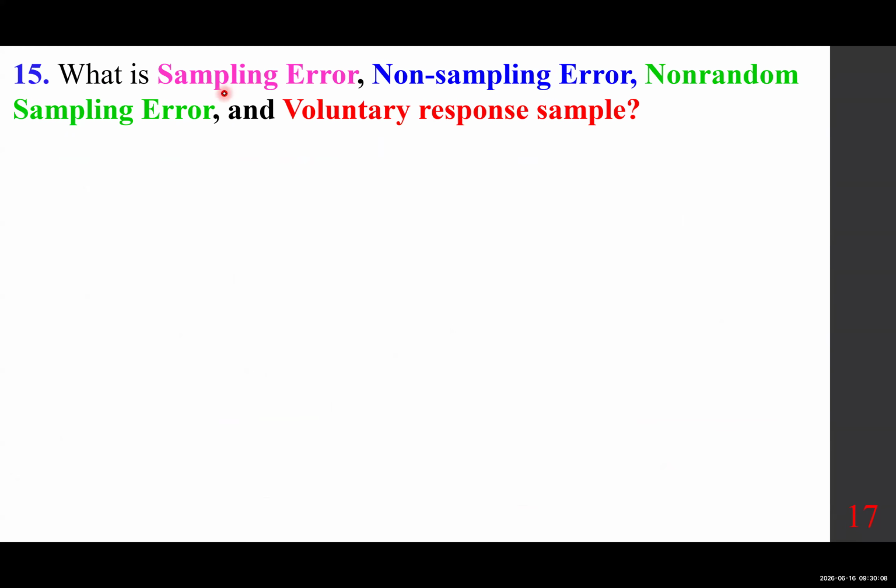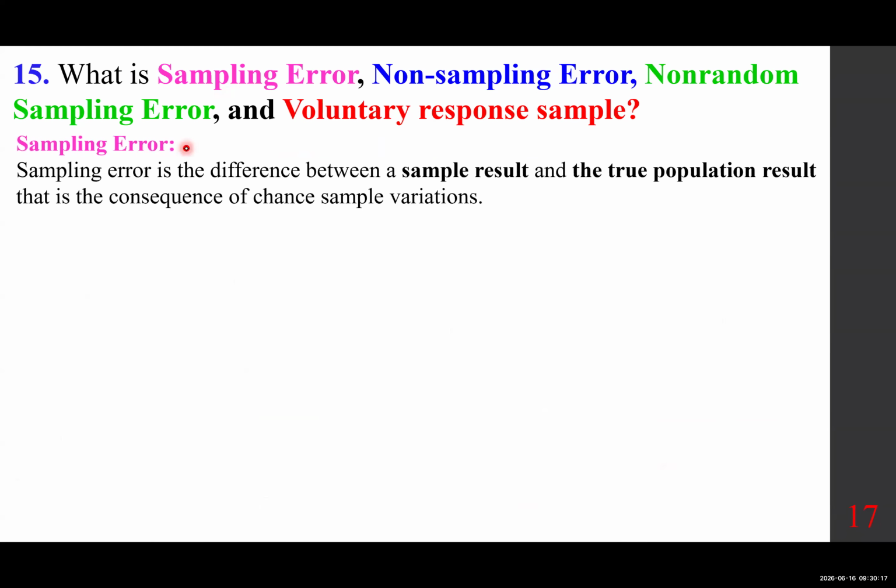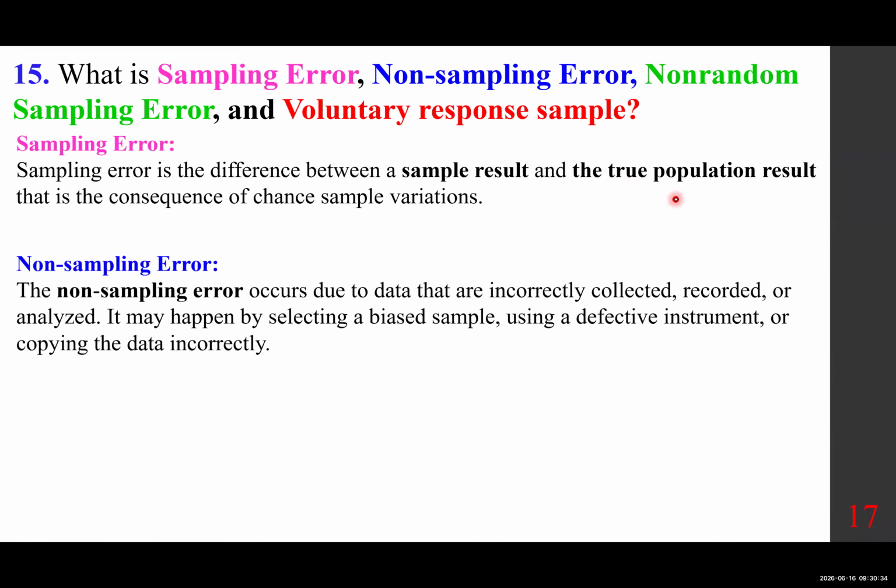What is sampling error? Non-sampling error, non-random sampling error, and voluntary response sample. Sampling error is the difference between a sample result and the true population result. That is the consequence of chance sample variation, meaning you have a population versus a sample, not the same size. It could happen.